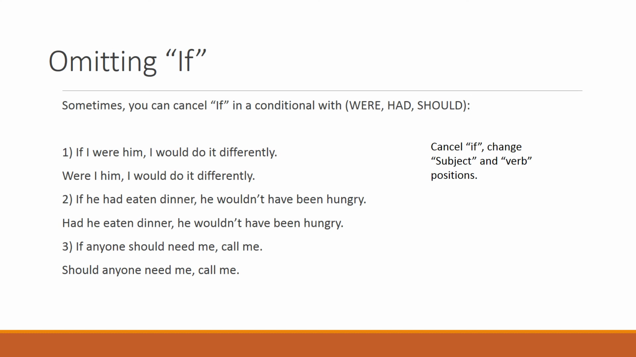If I were him, I would do it differently. Okay, this is the present unreal. Now, the way to omit is on the right-hand side, you should see the rule. We cancel the if and change the subject and verb position. So the sentence becomes, were I him, I would do it differently. Okay, so I took out the if, and switched places with I and were.